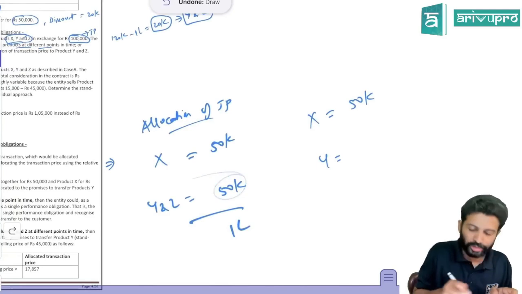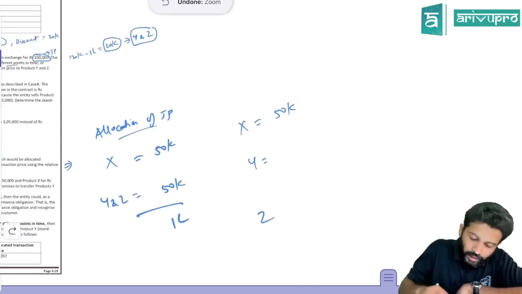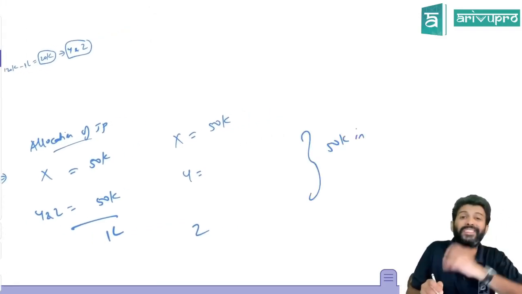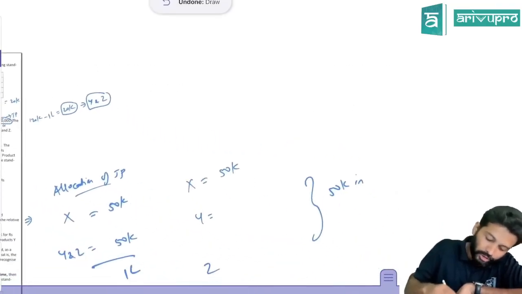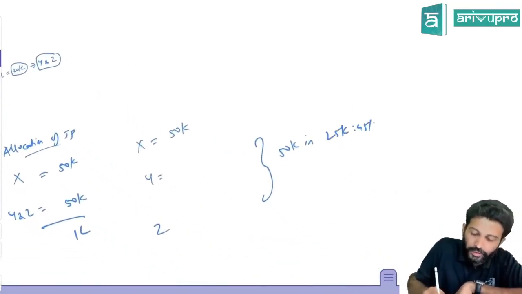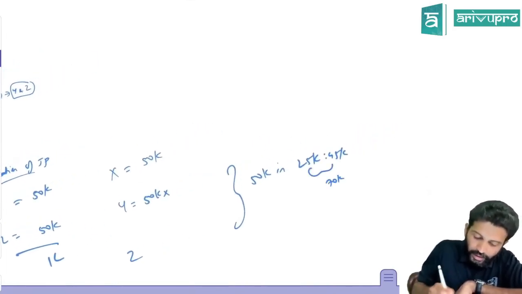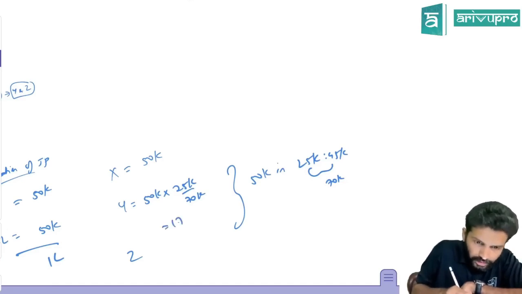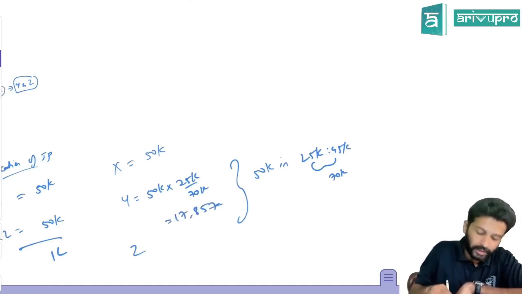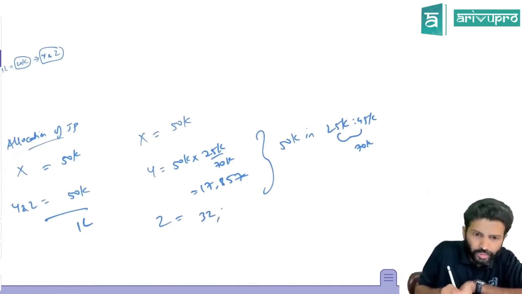Now if we split up Y and Z, this 50,000 will be allocated among Y and Z in their standalone selling prices. What is their standalone selling price? 25,000 and 45,000. So this 50,000 you will allocate in the ratio 25,000 to 45,000. What will be Y's share? 50,000 into 25,000 divided by 70,000, if you add these two, it is 70,000. So 25 divided by 70 into 50,000 will be 17,857. You will give it to Y. Similarly, what will be allocated to Z? The balance: 50,000 minus 17,857, it will be 32,143.